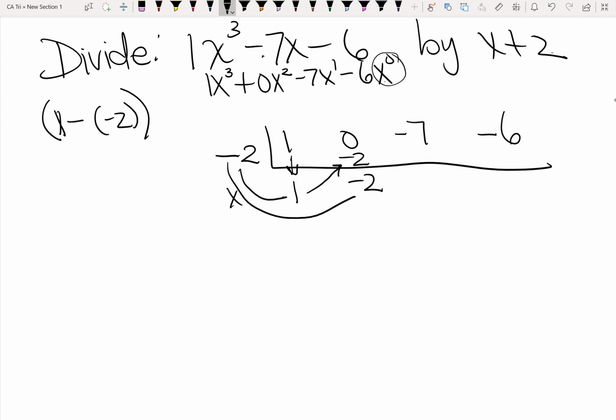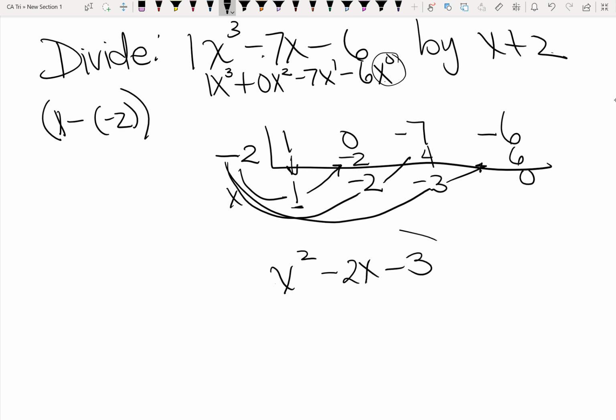Again, repeat the process, multiply, this gives you positive 4, this is negative 3. Repeat the process, multiply negative 2 times negative 3, you get positive 6, leaving you a 0. So your final answer will be, in this case, x squared, because this is a 1, right? So 1x squared, minus 2x minus 3, and there is no remainder, so that's your answer.